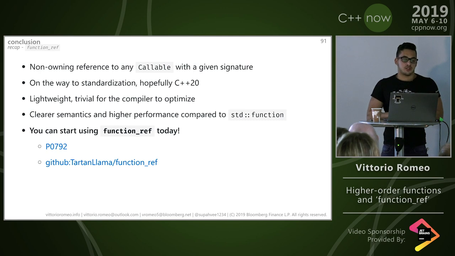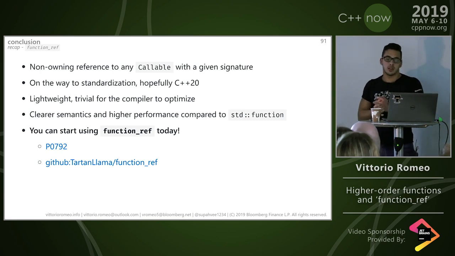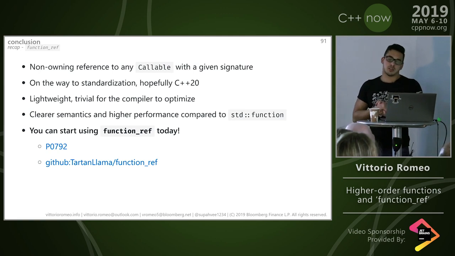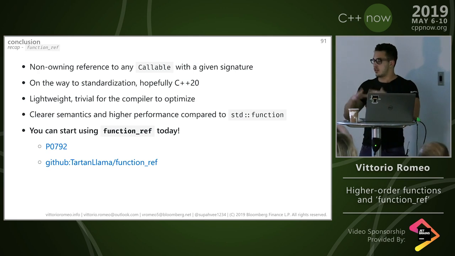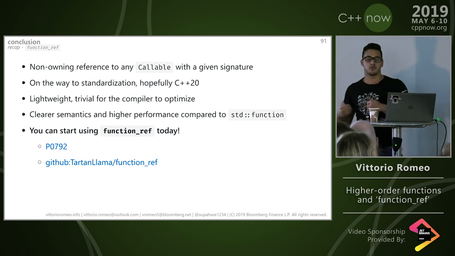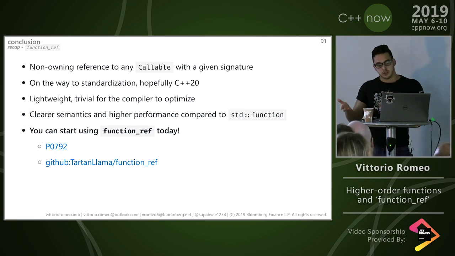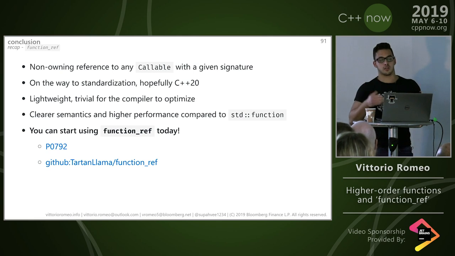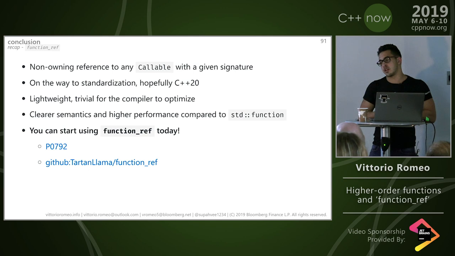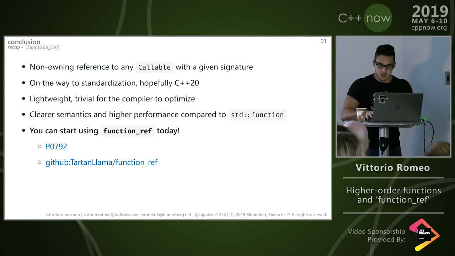function_ref is just a non-owning reference to a callable with a given signature. It's on its way to standardization. Hopefully it's going to be in C++20, worst case scenario C++23. It's lightweight, trivial for the compiler to optimize when it's inlined, and it has clear semantics and higher performance compared to std::function when used as an implementation technique for higher order functions. You can start using it today. You can write your own by following the specification in P0792 or use Simon Brand's implementation, which is quite good.